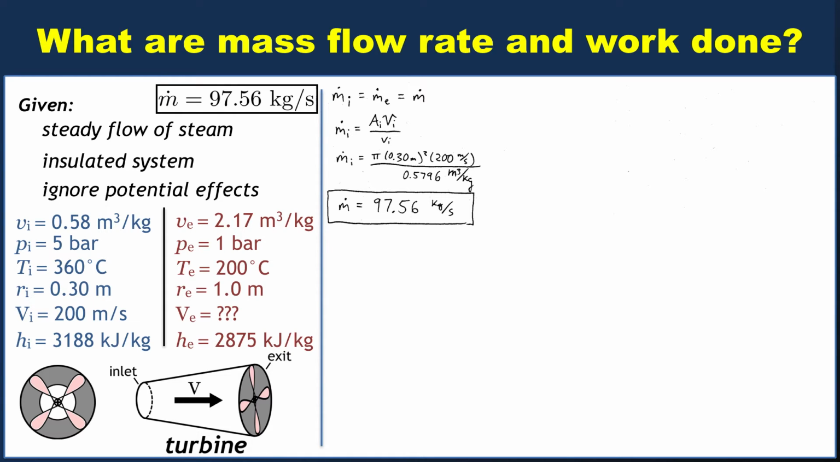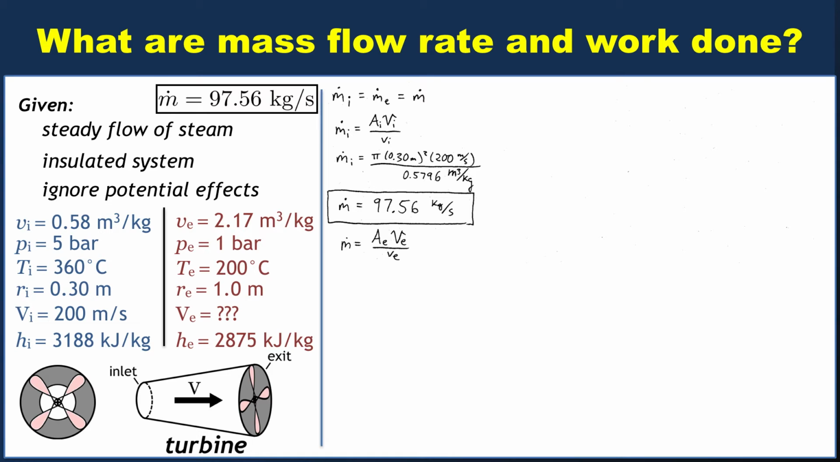Okay, so now we can potentially use this to figure out the exit velocity. Why would I want to do that? Well, I'm just anticipating that if I need to calculate the work later on and I use the energy conservation law, that I'm going to need that other velocity, but we can get it now that we have m dot. So it must be the case that m dot equals A_E V_E over v_E, okay, so it's the velocity over the specific volume.